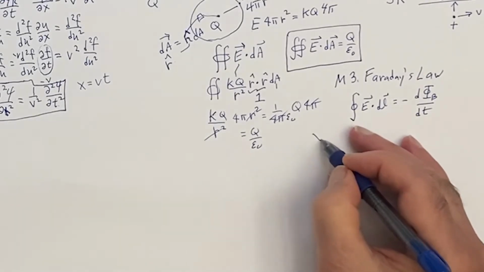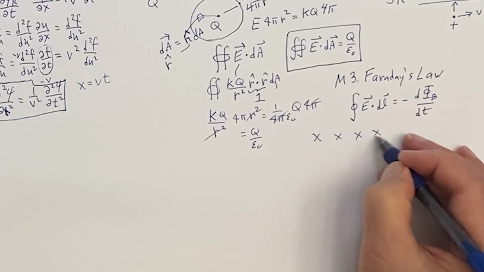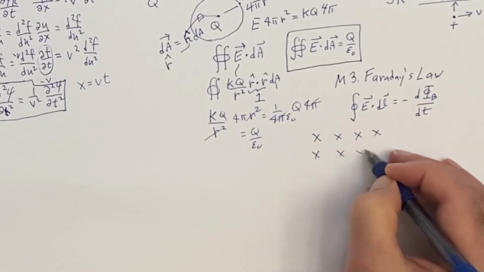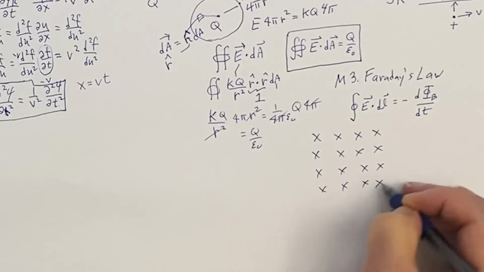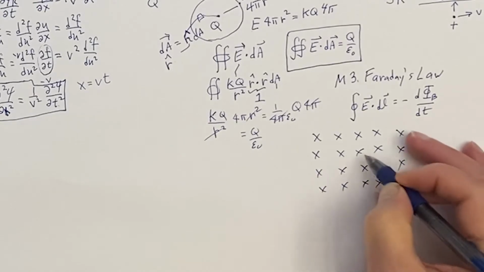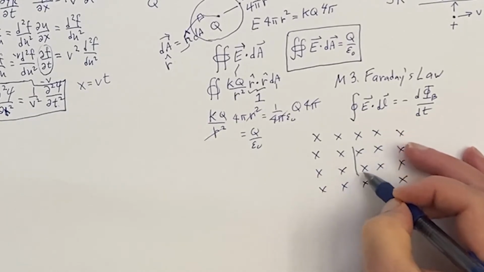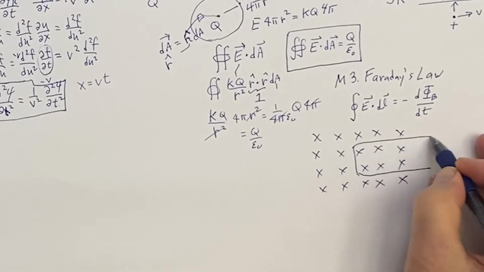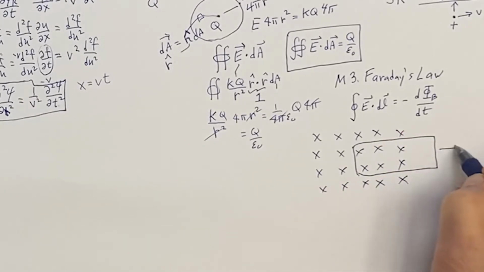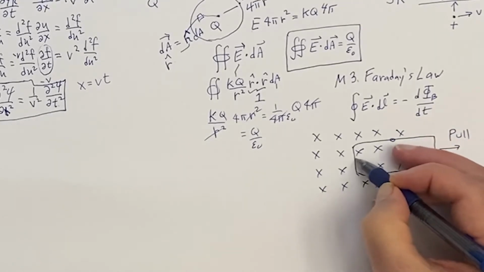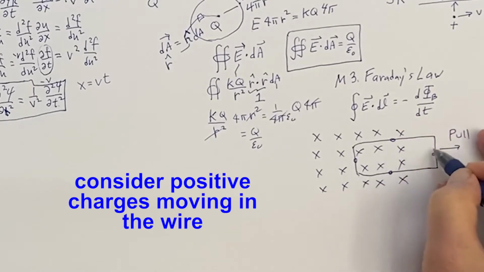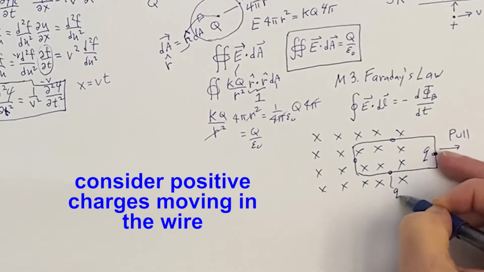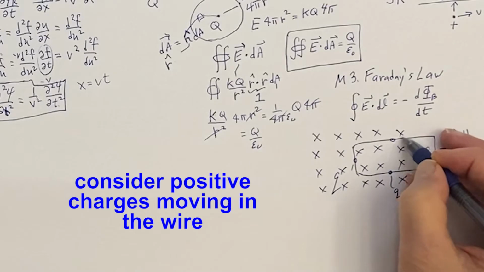So here, if we have a magnetic field into the page, so this is your B field going into the page, and we have a rectangular wire, and we're going to pull it. Let's look at charges: here's a Q, and here's a Q, and here's a Q.